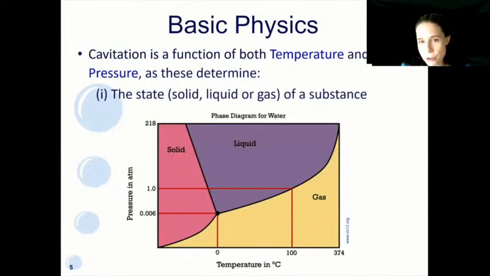So pressure and temperature are both very, very important for cavitation, and there are several reasons for that. First is that both of these control the state of a material. So whether it's a solid or a liquid or a gas, what you're looking at here is the phase diagram for water. So depending on where we are in terms of pressure or in terms of temperature, the medium will exist in one of these three different phases. So as we move up in temperature, we're more likely to have a gas forming, and similarly as we move up in pressure, we're more likely to have a solid.